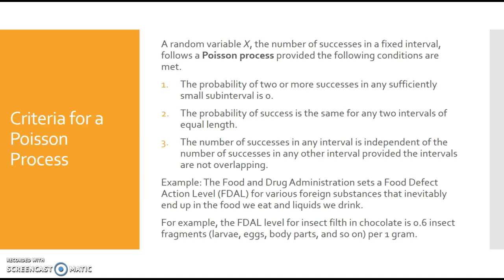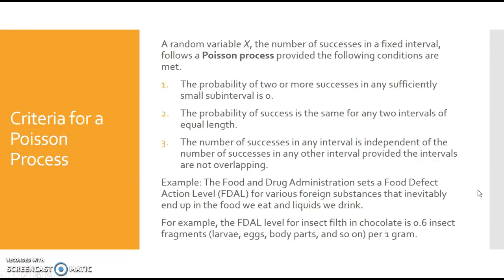The probability of 2 or more successes in any small subinterval is 0. The probability of success is the same for any 2 intervals of equal length, and the number of successes in any interval is independent of the number of successes in a different interval, provided those intervals are not overlapping. So this is a little bit more complex understanding than what we saw with the binomial distribution.